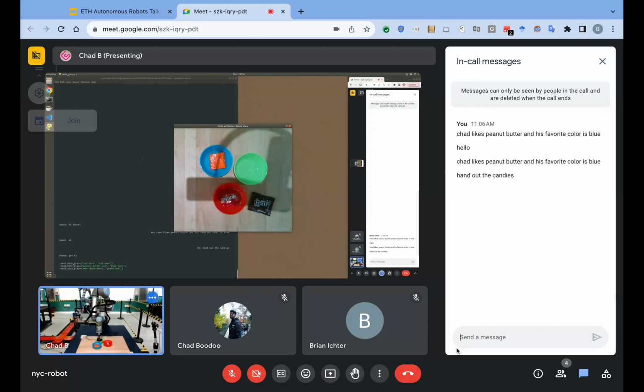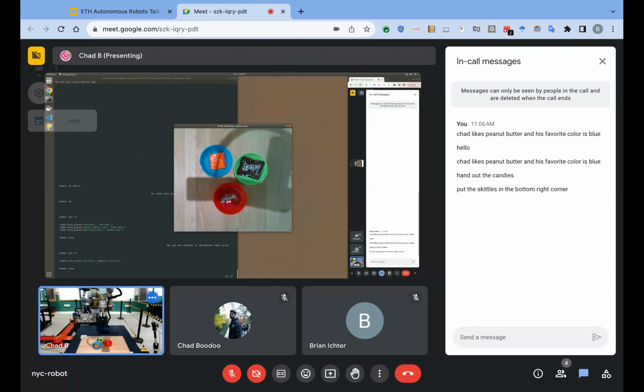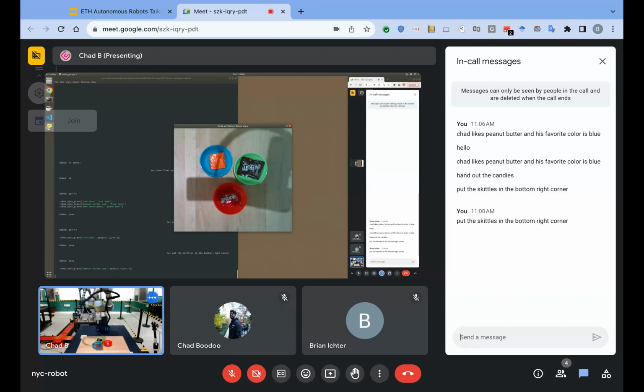We can also do things like put the Skittles in the bottom right corner, and there's some frame of reference that it has to understand. It has to map these down to coordinates that it can actually execute with. And again, you can see the code as it runs. It looks like it wrote the right code, but for some reason it didn't execute it. So we'll just say the same thing again. And we can also say put the other candies in.